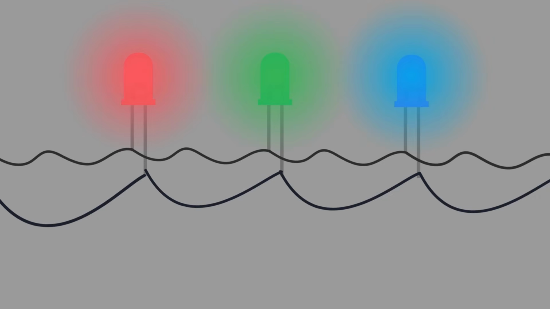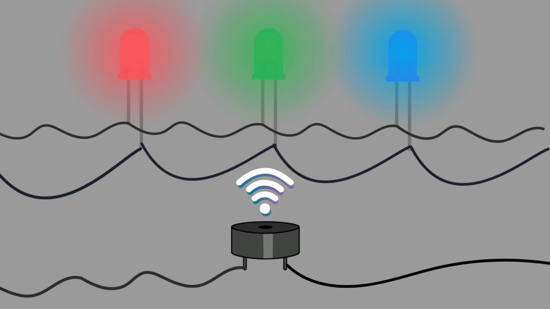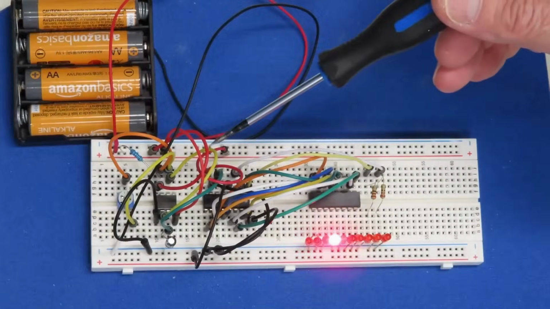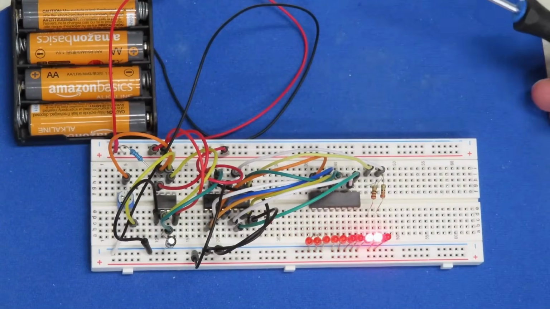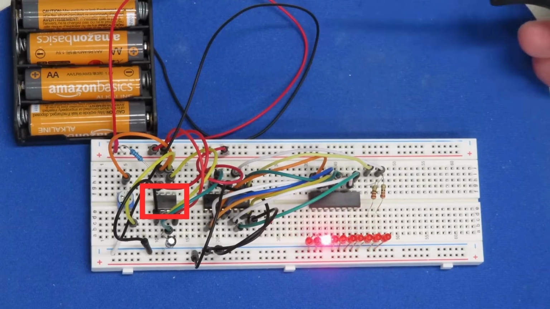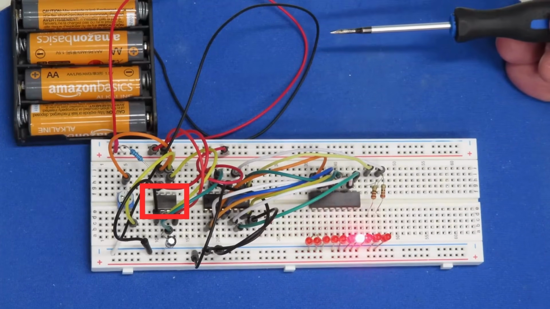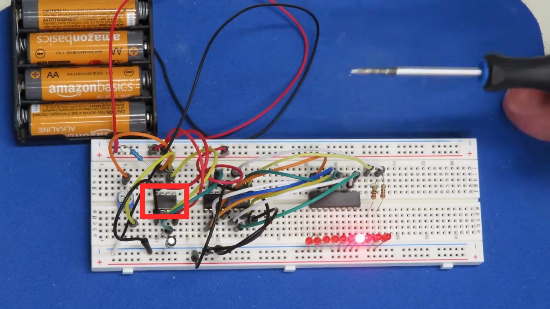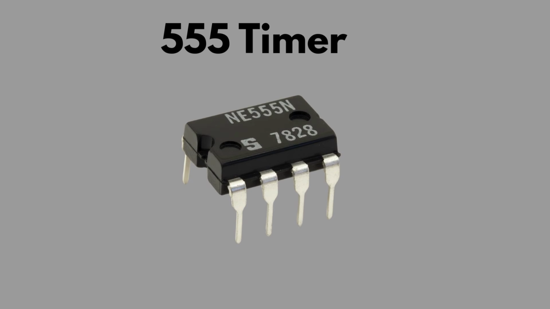Have you ever wondered how an LED can blink automatically, or how a buzzer can turn on after a short delay, without using any microcontroller or programming? What if I told you that all of this can be done using just one small integrated circuit? An IC that was invented more than 50 years ago, yet is still used today in electronics labs, projects, and products. That IC is called the 555 timer.